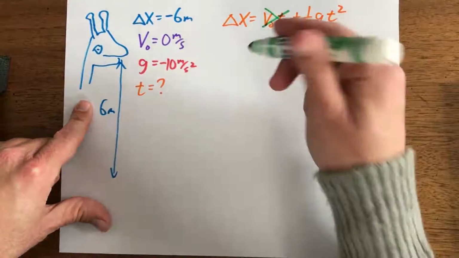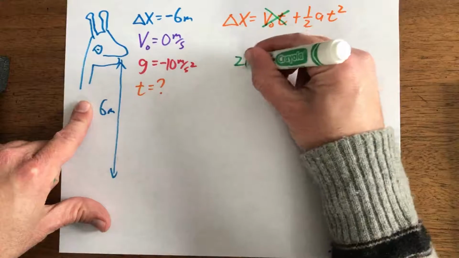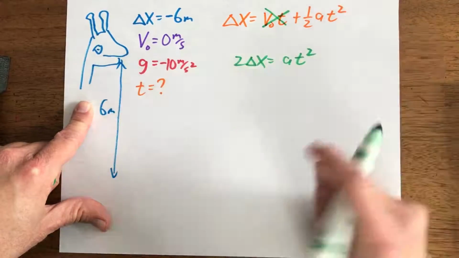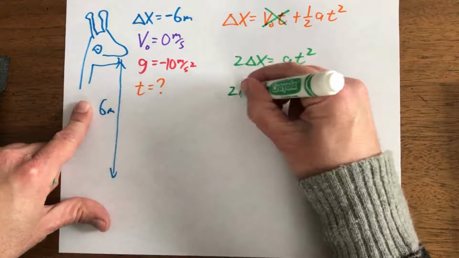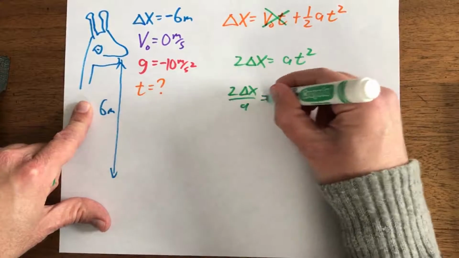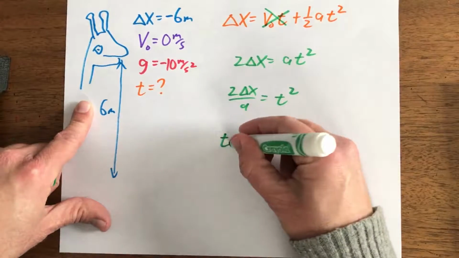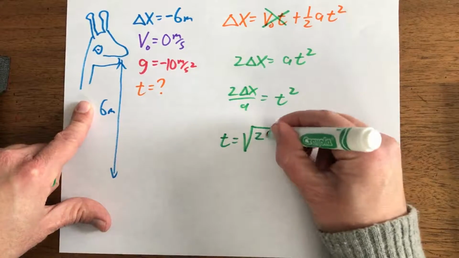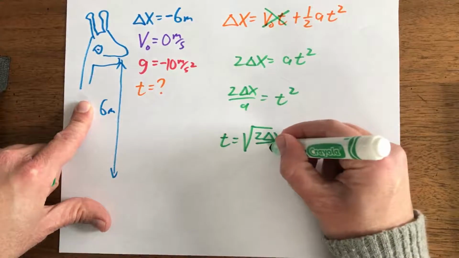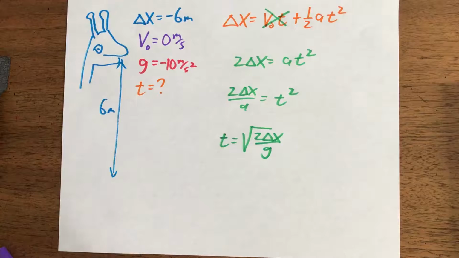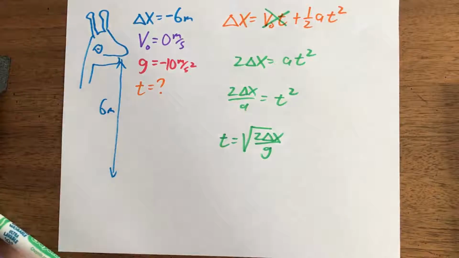And so, like I started to do on the other one, I'm going to multiply each side by 2. So I get 2 times the displacement is the acceleration times time squared. I'll divide each side by acceleration so that I get this equation. And then I'll take the square root of each side. So I get the square root of 2 times the displacement over the acceleration, which is g, will be the time to fall there. So now let me plug in.